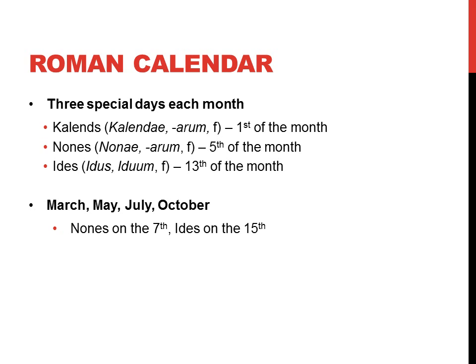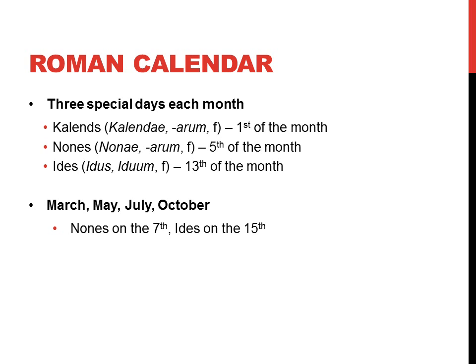One slight adjustment. In the months of March, May, July, and October, the Nones are on the 7th, and the Ides are on the 15th. I'll say that again. That is important. In the months of March, May, July, and October, instead of being on the 5th, the Nones are on the 7th, and instead of being on the 13th, the Ides are on the 15th.